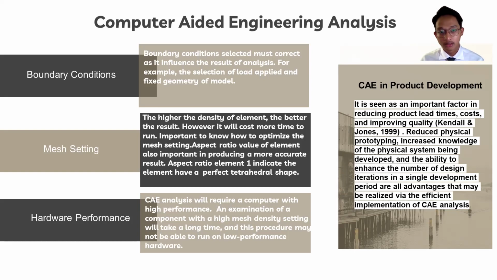Both of these criteria, the density and the maximum aspect ratio value, are related to each other. The higher the density of the element, the better the result produced, and the lower the aspect ratio value of the element, the better the result. And the third one is the hardware performance. This is because an examination of a component with a high mesh density setting will take a long time, and this procedure may not be able to run on low performance hardware.